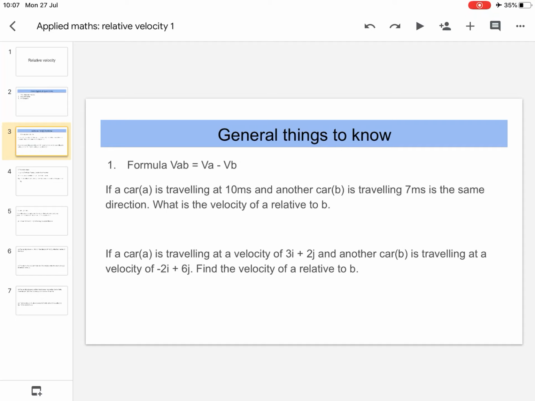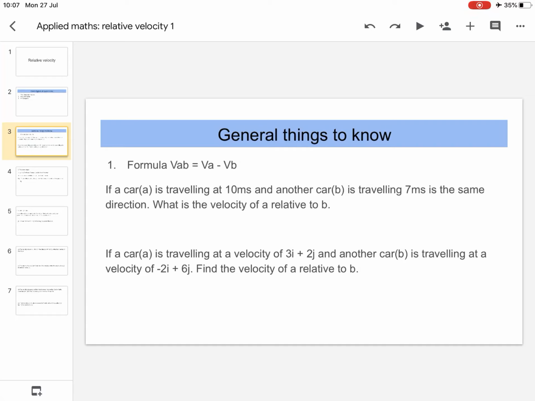If a car A is travelling at 10 meters per second, and another car B is travelling at 7 meters per second in the same direction, what is the velocity of A relative to B? When you're reading this, it's A relative to B. So if it's relative to B, think of yourself sitting in car B, and what is car A doing in terms of what you're looking at. If you're in car B, you're traveling at 7 meters per second. Car A is traveling at 10 meters per second. So if you're traveling in the same direction, what it looks like to you from car B is that car A is actually traveling 3 meters per second in the same direction as you.